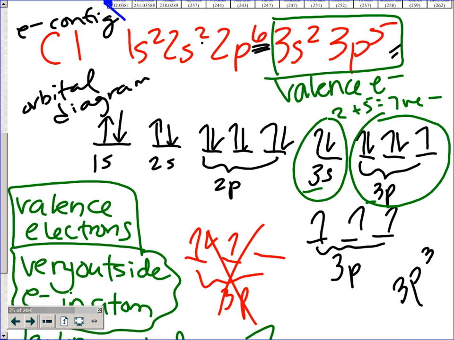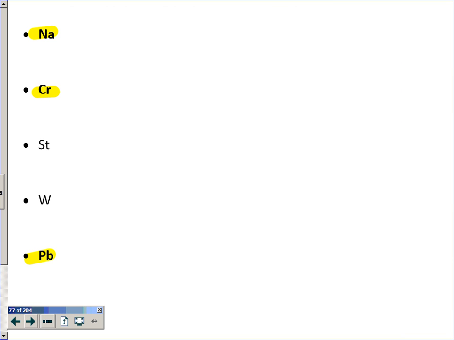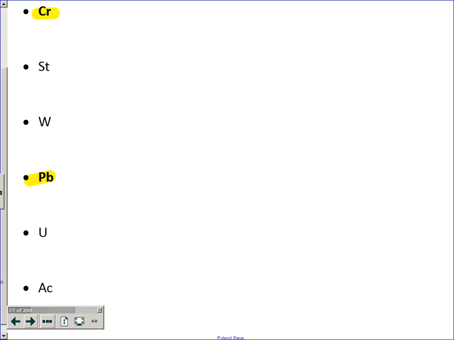Okay. Let me give you a couple more questions to practice with. Okay, I want you to do lead. Let's go down to lead. I want you to write the electron configuration. Work through the process with the person next to you.